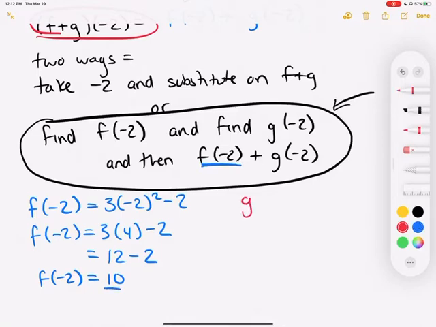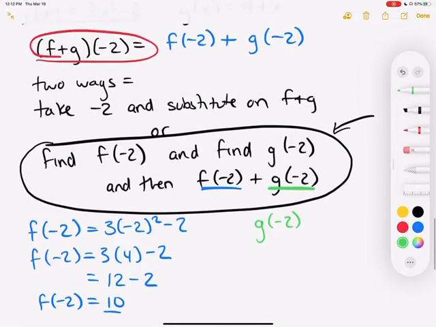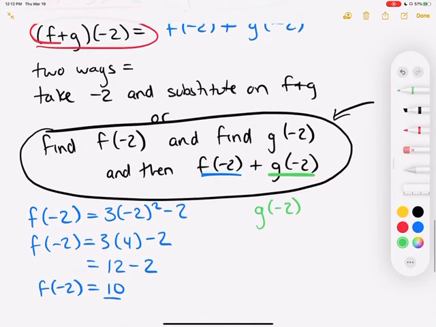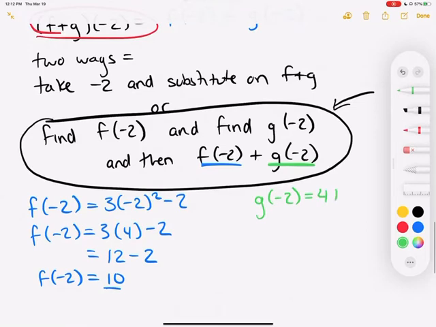Now I have to find g of -2. Well, let me just color code this. It's a little bit better. g of -2 means I have to substitute -2 into the g of x function. So the g of x function is 4 plus x. So 4 plus -2. I'm replacing the x for a -2, and I'm just going to do PEMDAS to this. So getting rid of the parentheses, that's 4 minus 2. So g of -2 equals 2. So that is the second result.